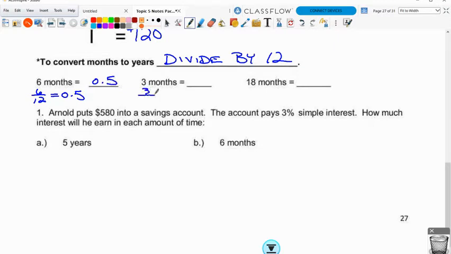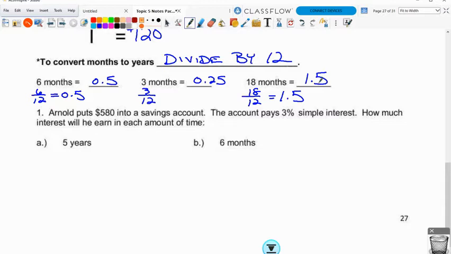3 months, we would do 3 divided by 12, and that comes out to be 25 hundredths of a year, or 1/4 of a year. 18 months, 18 divided by 12. Notice the numerator is bigger than the denominator, so this is actually going to come out to be a mixed number, which is going to be 1.5, or 1 5/10 years. A year and a half is 18 months. So again, if they give you the number of months, you need to convert it into years in order to use the simple interest equation.